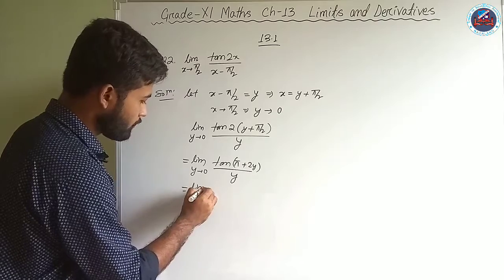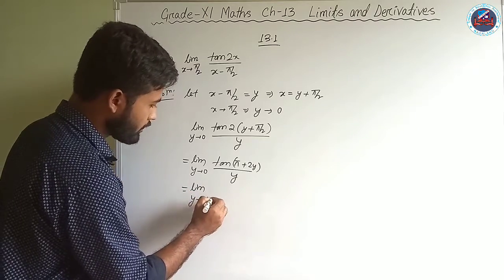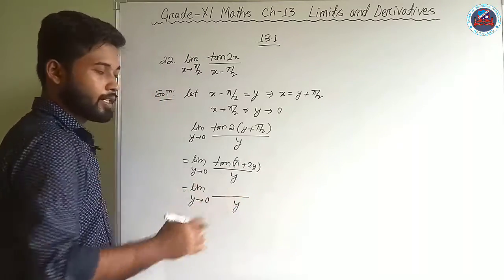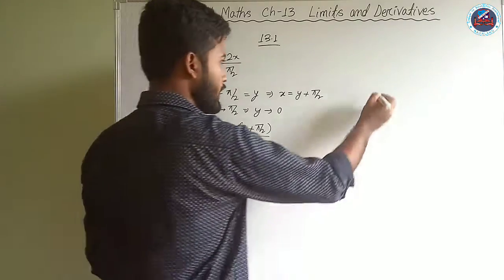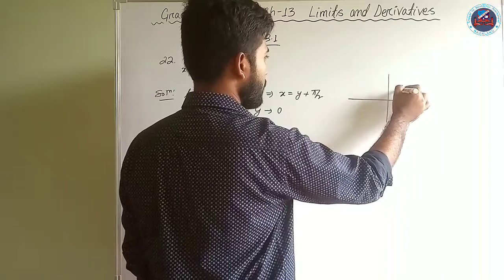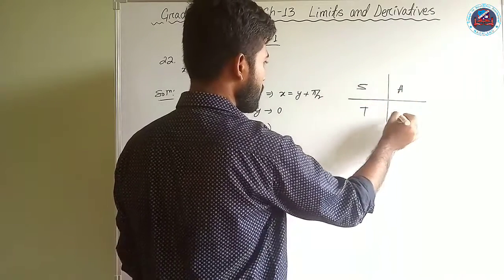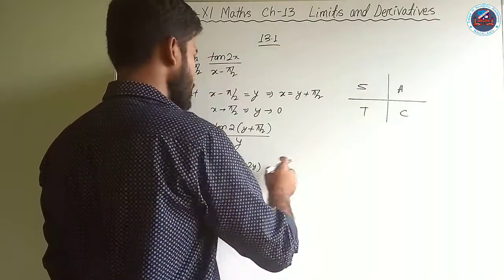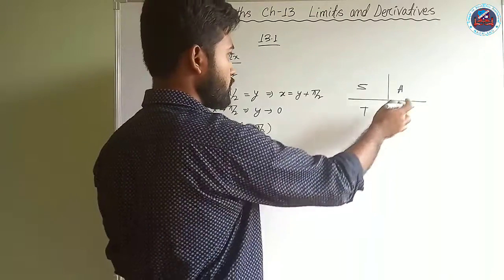Okay, now what is this? y tends to 0, y. Now what is tan of pi plus twice y? If you see the ASTC rule that we have discussed earlier in chapter 3, here we have all positive, sine positive, tan positive, and cos positive. So it is pi plus twice y, isn't it? So it is in the third quadrant.